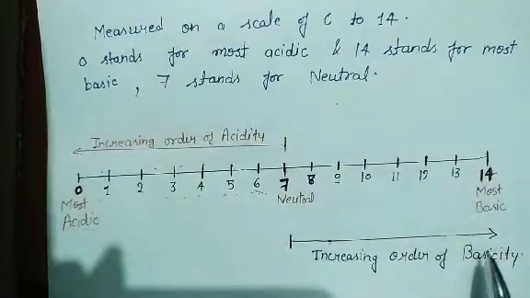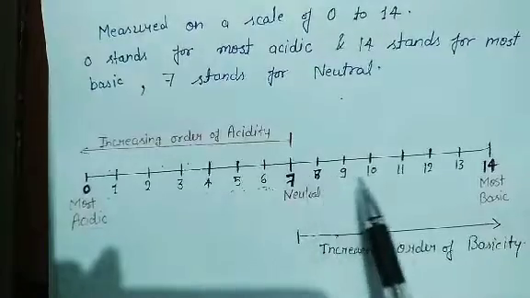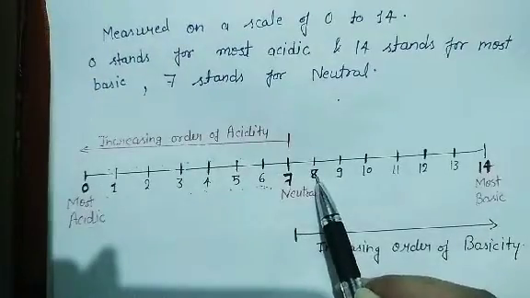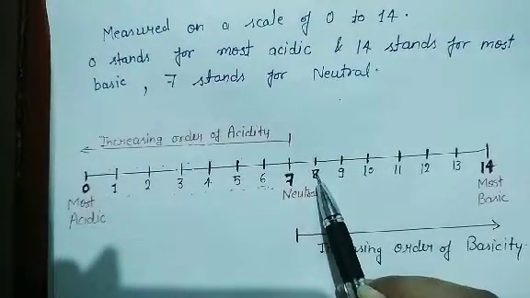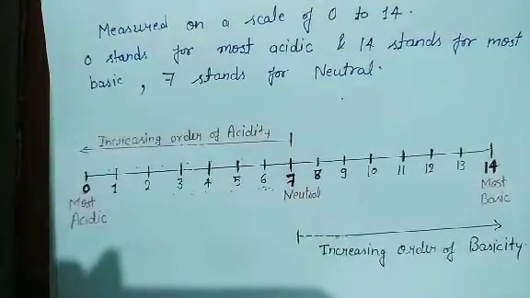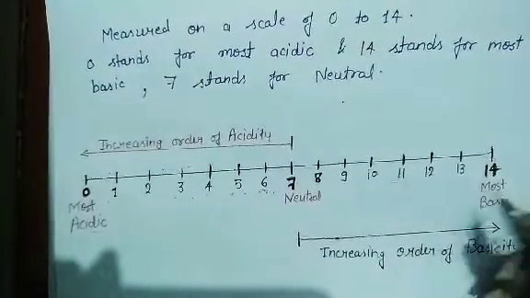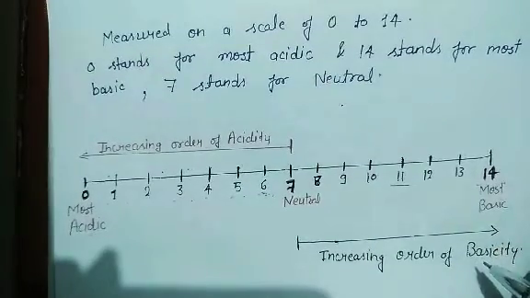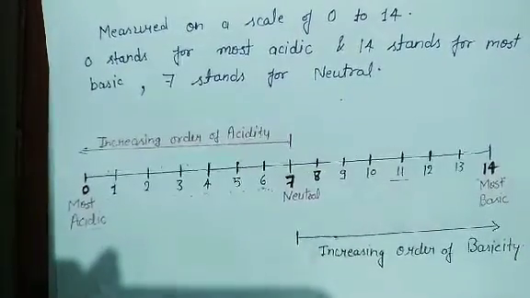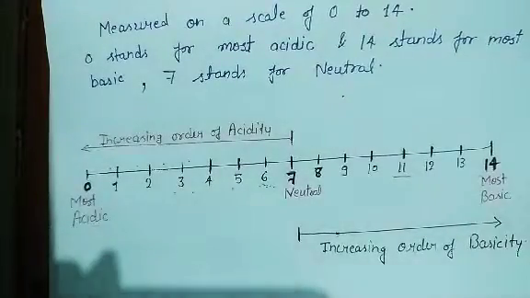Same goes for basicity. This is the increasing order of basicity. That means the basicity increases in this direction. The solution having a pH value of 8 will be very weakly basic, or a very weak alkali solution. The solution having a pH value of 11 will be a stronger alkali, and the solution having a pH value of 14 will be the most basic or most alkaline solution. So these are the increasing order of acidity and the increasing order of basicity on a pH scale.